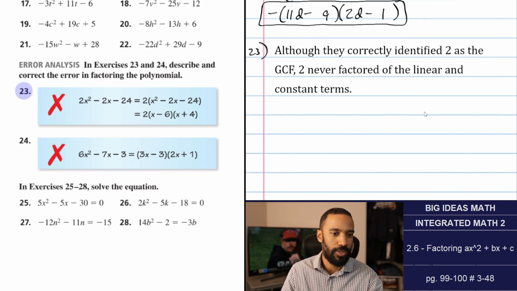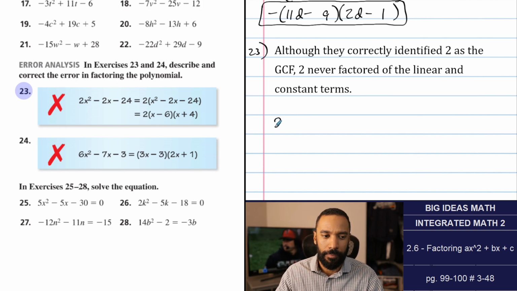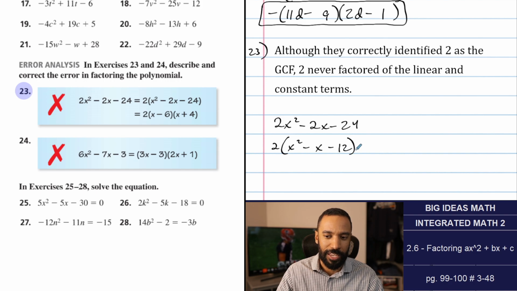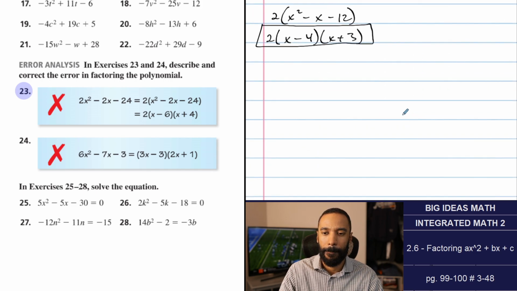I imagine they do. They ask us to correct the error. So we are going to go from 2x squared minus 2x minus 24. When you factor a 2 out of there, you get x squared minus 1x minus 12. Yes, that's factorable. This factors into x minus 4 times x plus 3. So you can see the different answer compared to the other one. They're not the same thing. And that's number 23.